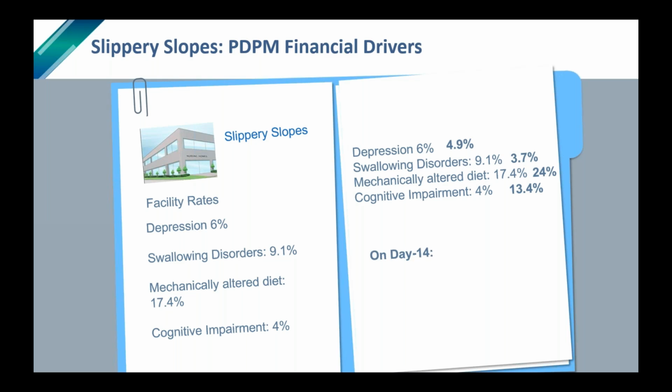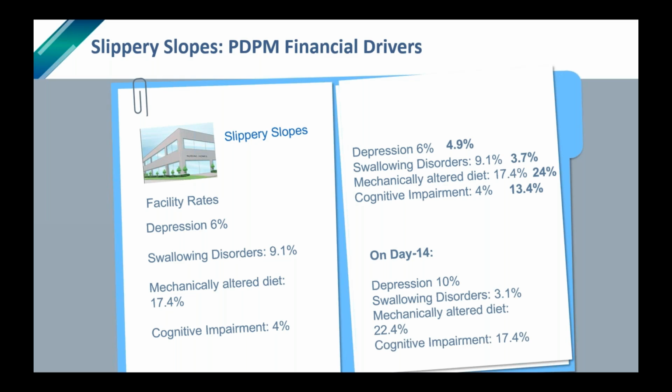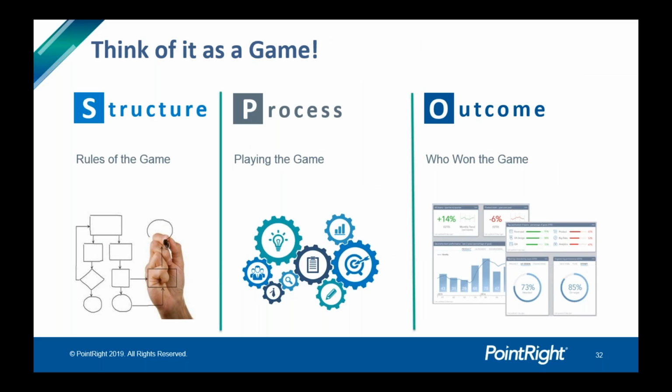Now, if we look at the 14-day and we see that the rate of depression has jumped up by 4%, swallowing disorders has decreased, but mechanically altered diets have increased, now that could very well be the reason for the decrease in the swallowing problems. And cognitive impairment has kind of surpassed the national average. What we're looking at from the outside is telling us that there are financial drivers that are just simply not being caught until they're too far downstream to affect the 5-day. So the idea is to move that whole process a little bit further upstream to be successful in PDPM.